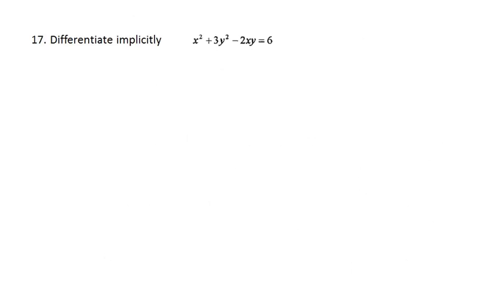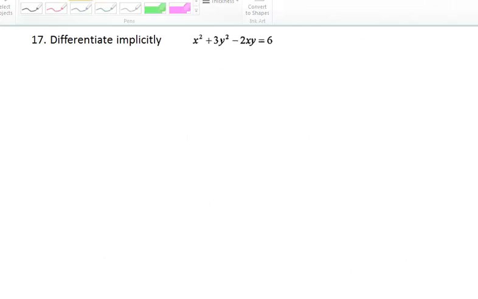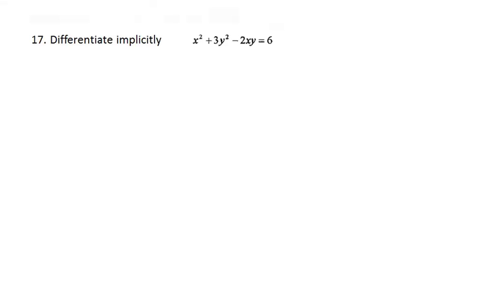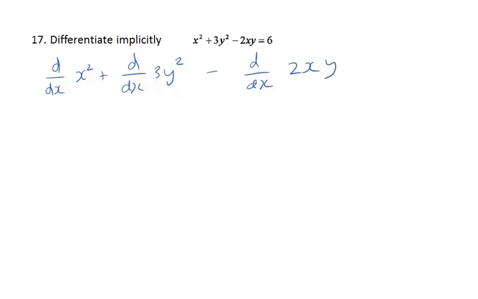Next, for question 17, we're going to be differentiating implicitly. So we need to think about each of our terms here. We're going to differentiate each term. We'll write it through just to make sure we get this right. We want d on dx of x squared plus d on dx of 3y squared minus d on dx of 2xy is equal to d on dx of 6.